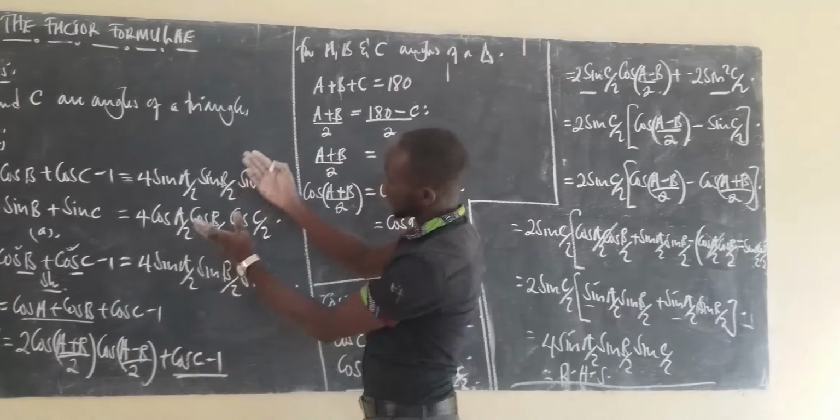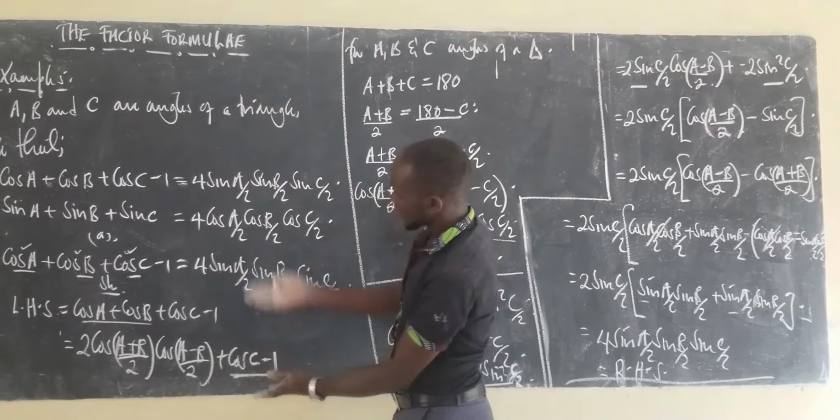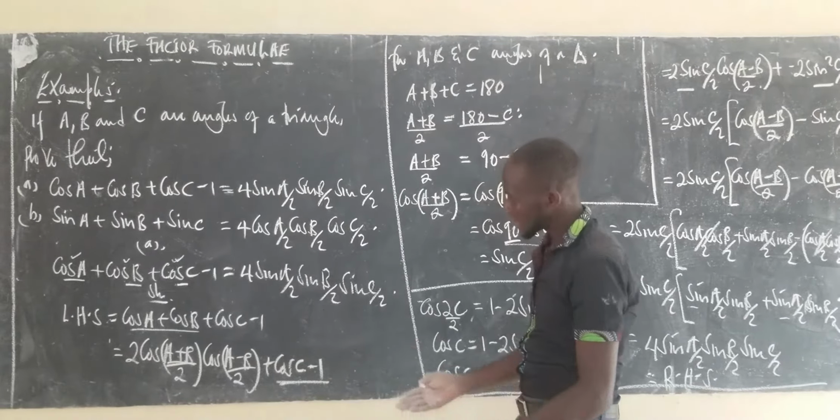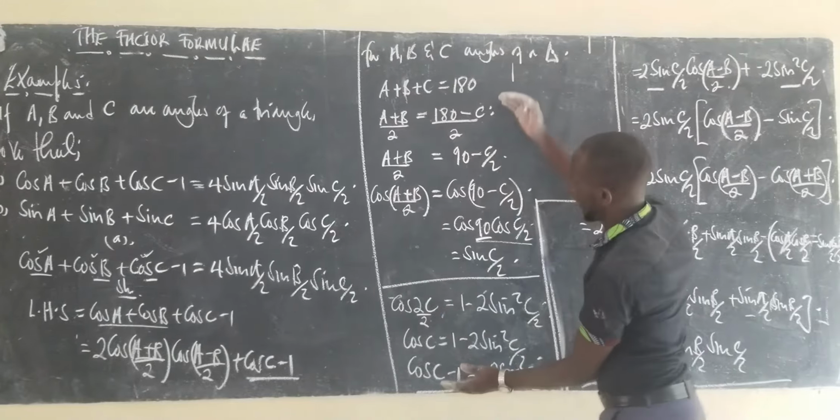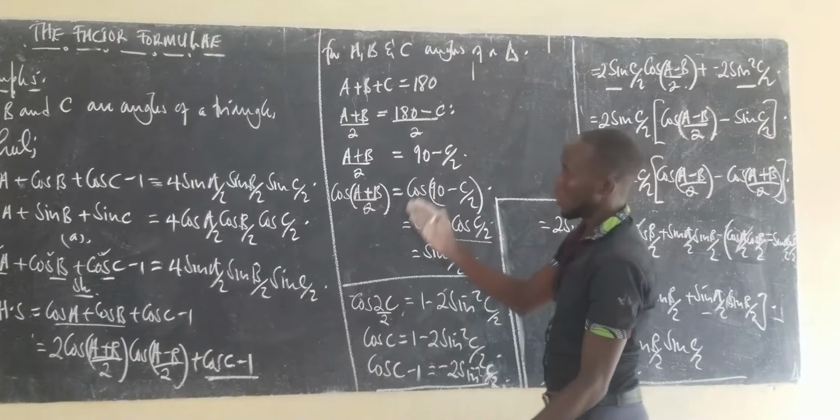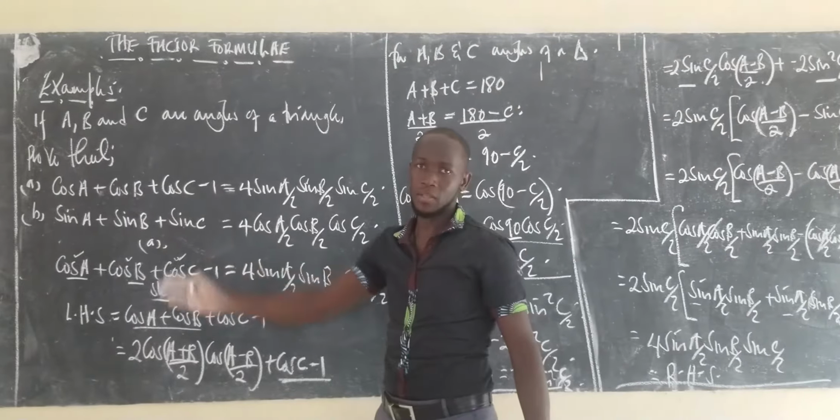So for all questions, you will have to try this. For all these questions, what you need to know is how they treat the half angles when you apply the factor formula. You need this for your consumption. Always be careful when they are writing this.